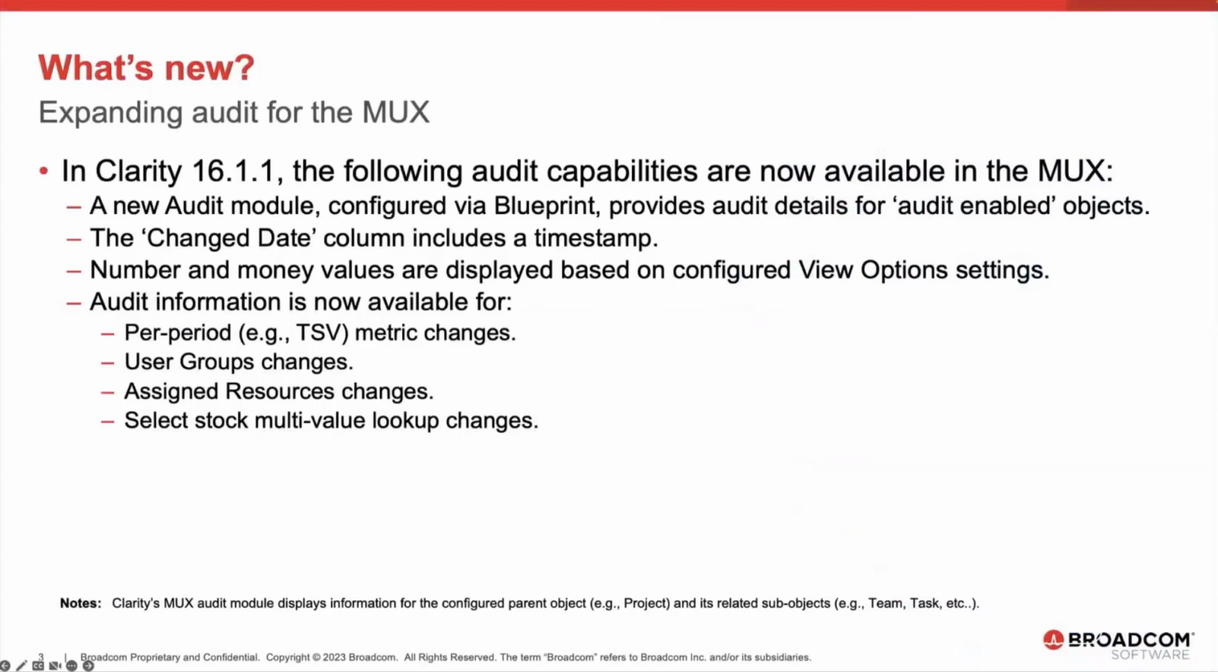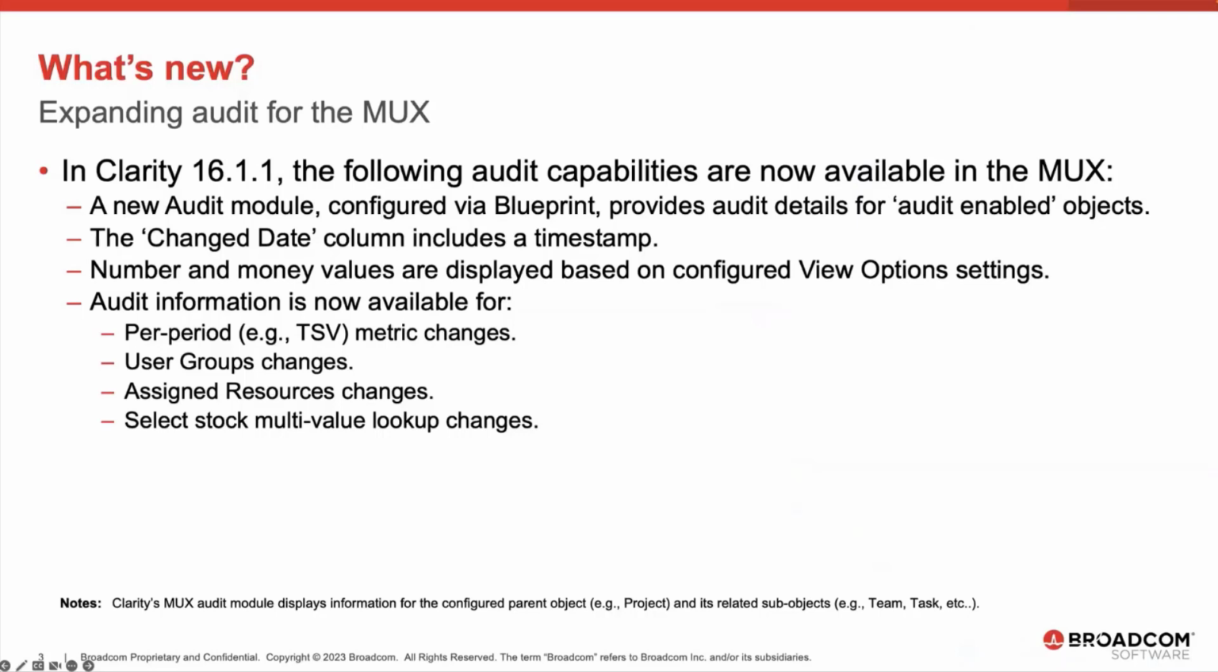The change date column now includes a timestamp. The number and money fields are displayed based upon configured view option settings, and audit information is now available for per period metric changes, user group changes, assigned resources changes, and a select list of stock multi-value lookup changes.